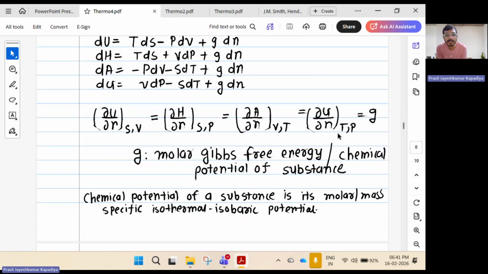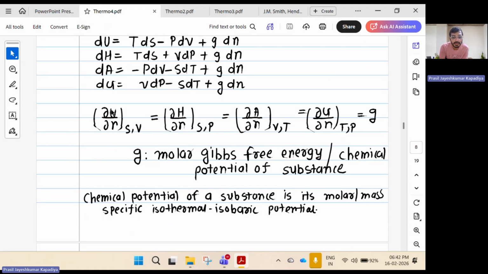So G is called molar, not partial. I'm sorry, I'm repeating these words. It's not partial; partial properties we will look at in upcoming classes. This is just molar Gibbs free energy, which is also known as the chemical potential of a substance. So what is the chemical potential of a substance?